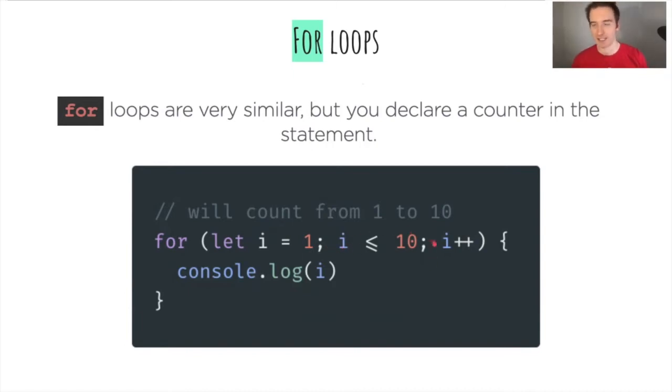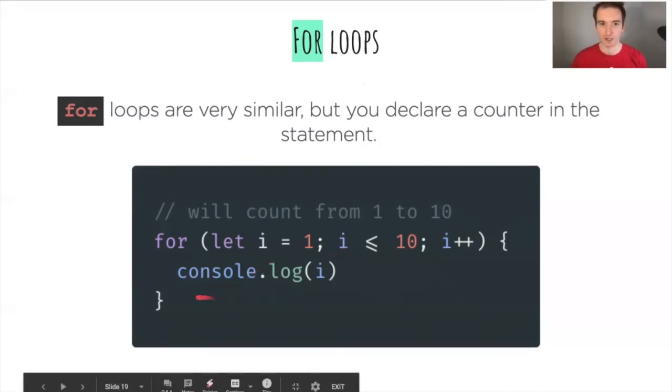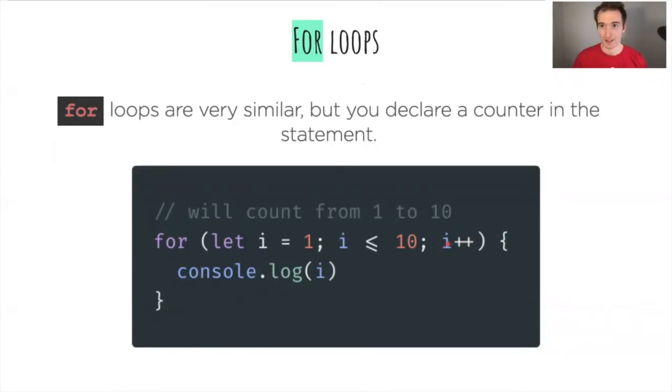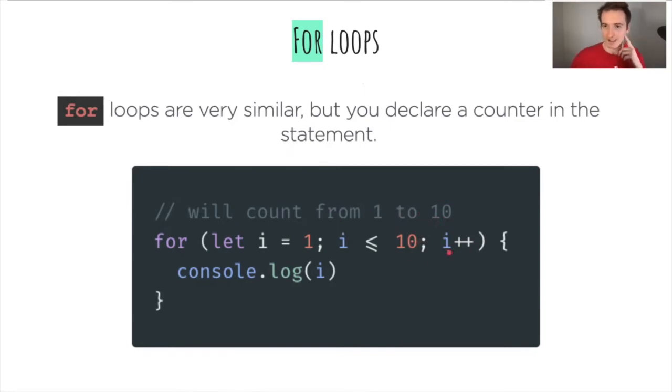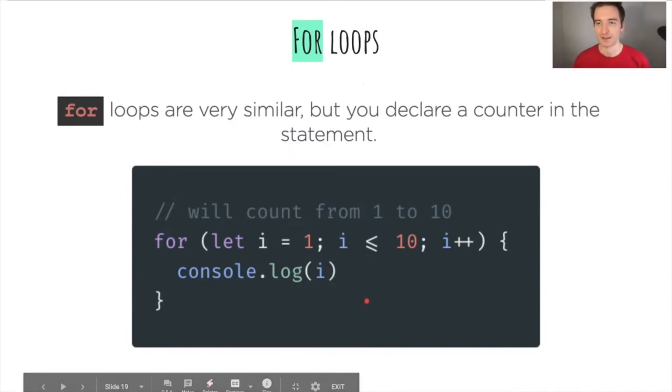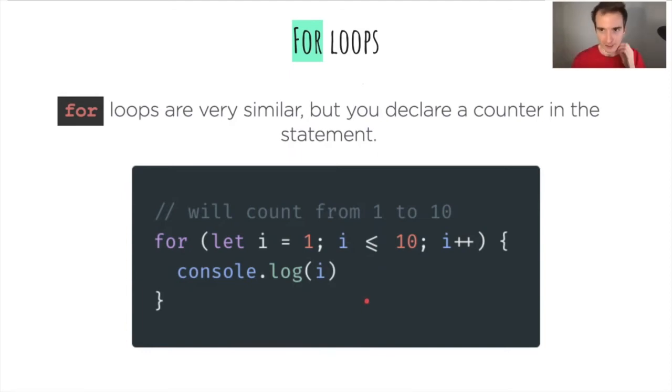2 is less than or equal to 10, so we run the block. We log out 2. Then we plus 1 to that value. So now I is 3. I is less than or equal to 10, so we run the block again, console logging 3, and so on until we reach 10, at which point we add 1 again, which is 11, and then 11 is not less than or equal to 10, so the loop ends. So that's the full loop of how this works.